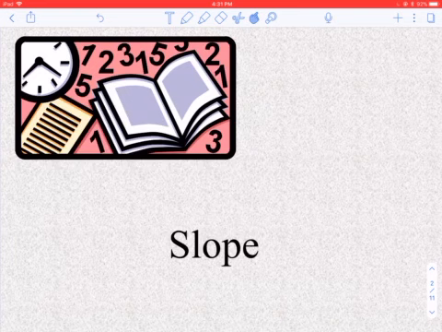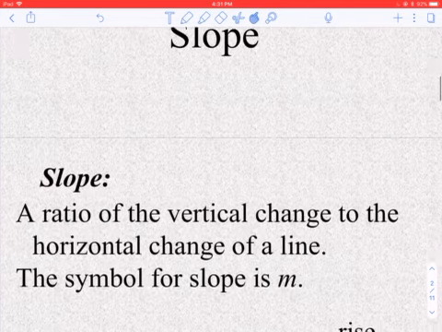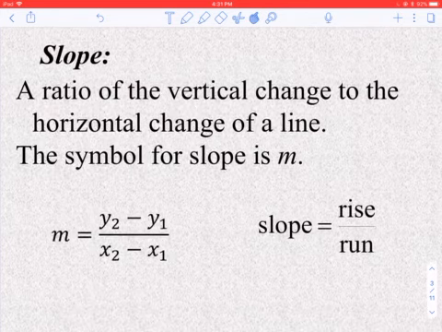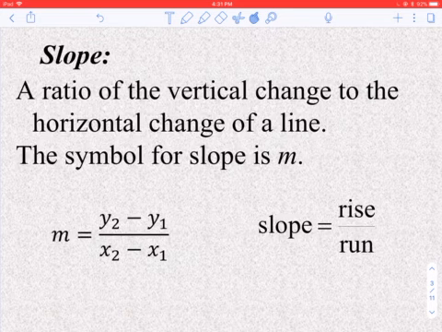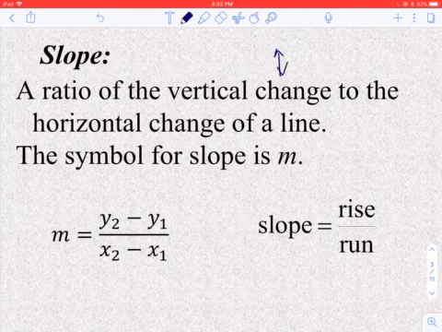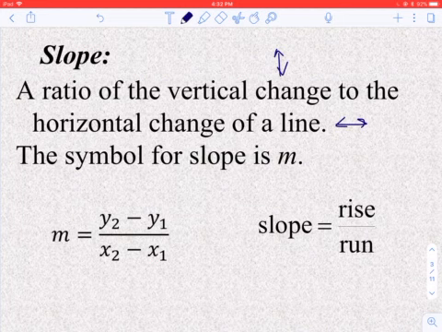Slope is going to be really similar to the lesson we did last week on constant rate of change. So a slope, by definition, is a ratio of the vertical change, vertical, remember, is up and down, to the horizontal change of a line. The symbol for slope is the letter m. Vertical change is y, so it's the difference of the y values, and we'll talk about what y2, y1, and x2, x1 is. A lot of times we refer to slope as rise over run.